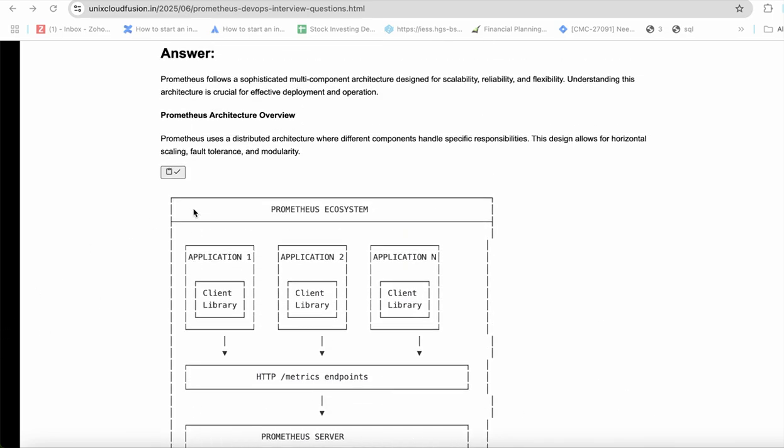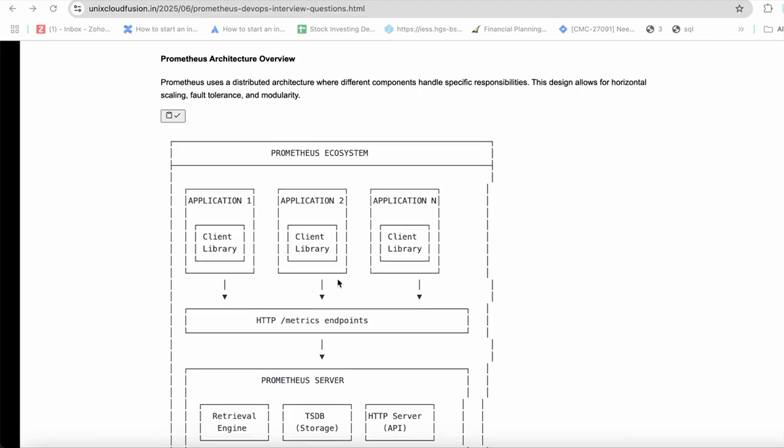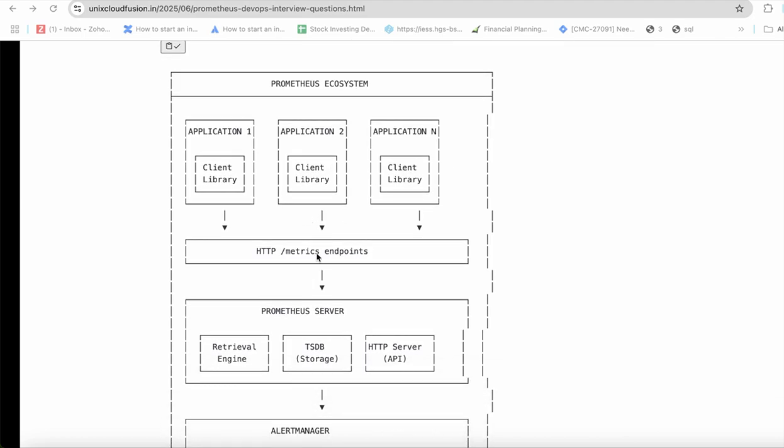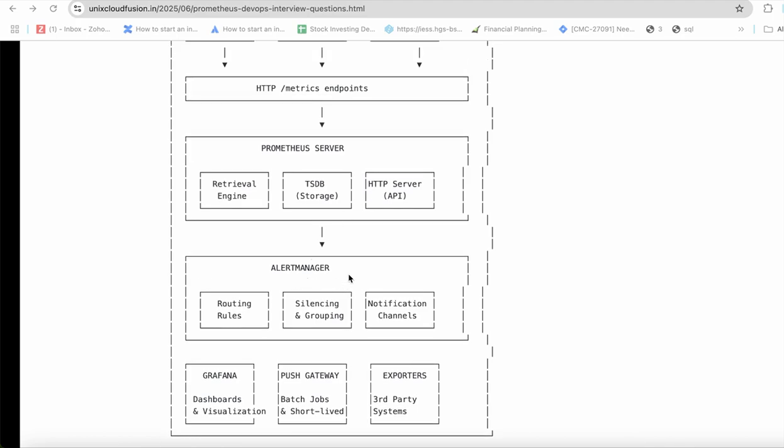Basically, your applications which have the client libraries are going to expose this /metrics endpoint which you see here, right? And then the Prometheus server is going to scrape those /metrics endpoints, and that is being sent to the alert manager. Now once the metrics are within the Prometheus server, you can see them within the Grafana dashboard, or the alert manager can send out notifications to the notification channels that we have.